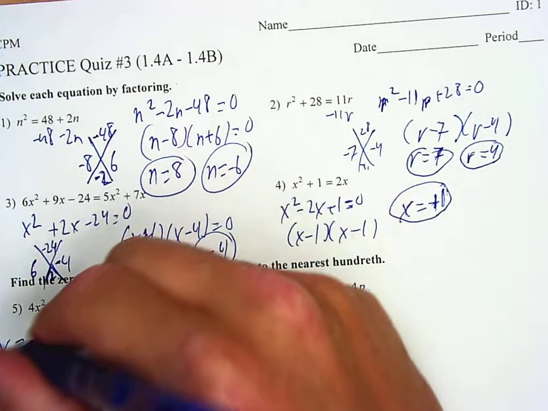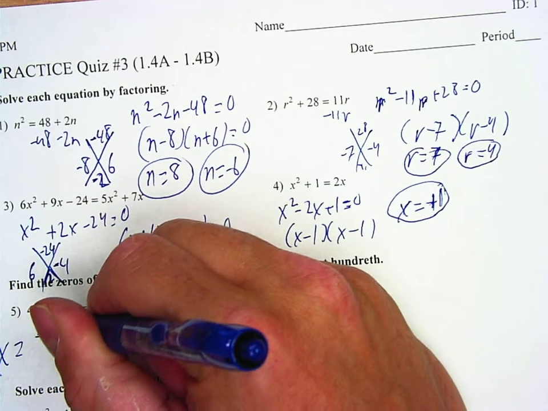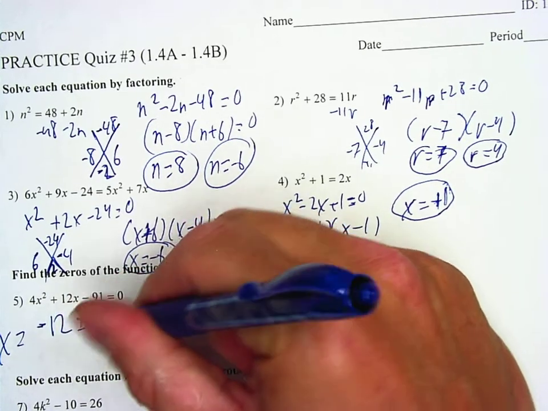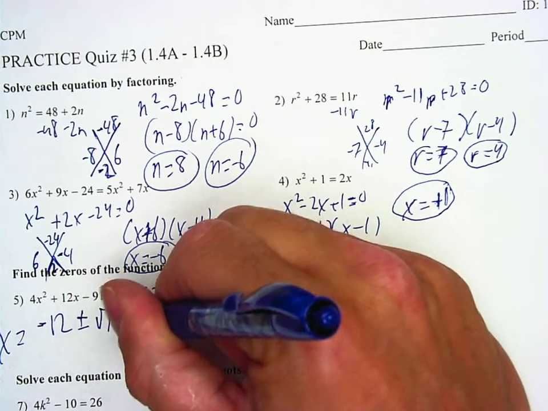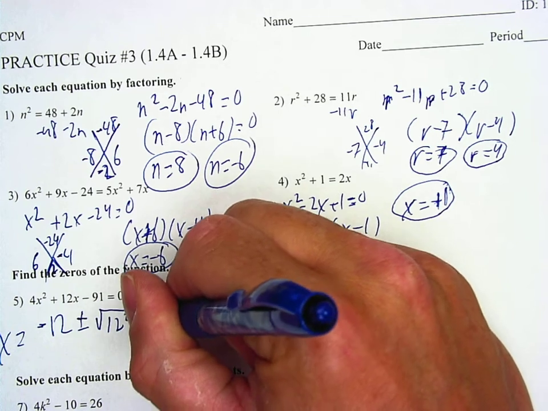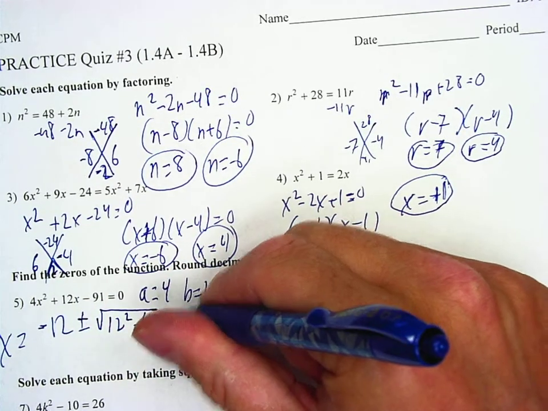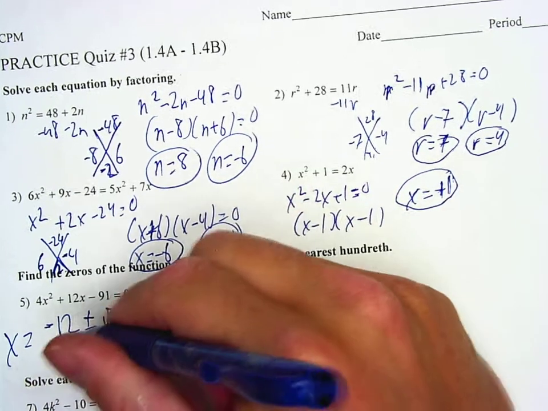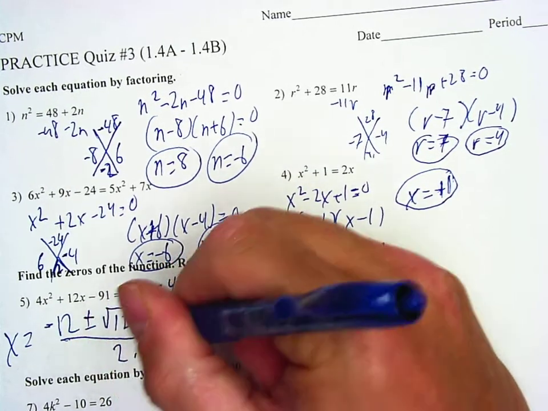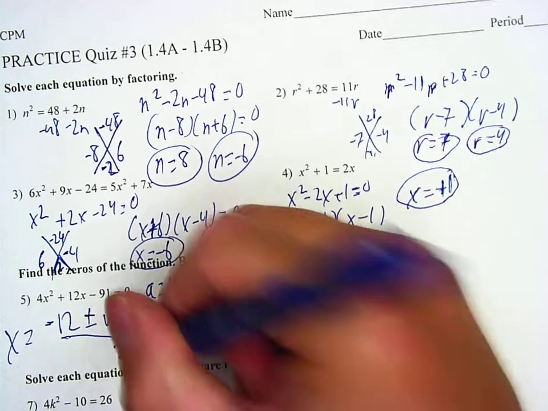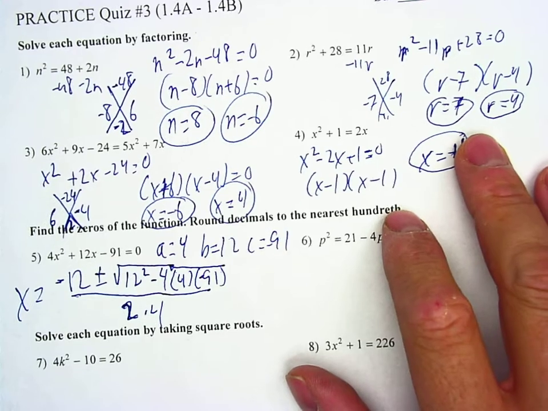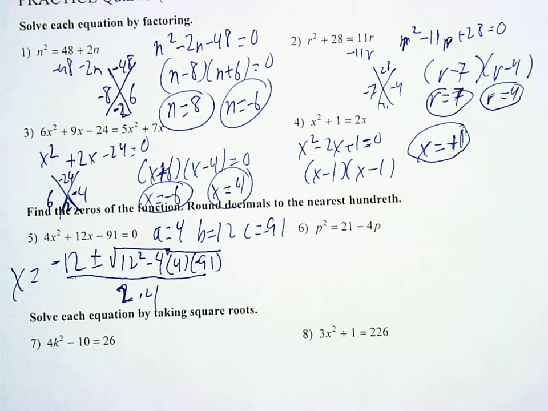So x is equal to opposite b, which is negative 12, or opposite of 12, negative 12, plus and minus the square root of b squared, 12 squared, minus 4 times a times c, 4 times negative 91, all divided by 2a, 2 times 4. Now, if those had a common factor, I could have divided by that common factor, but I'm looking at the numbers here, 4, 12, and 91. 91 doesn't really have any common factors with anything but 7.